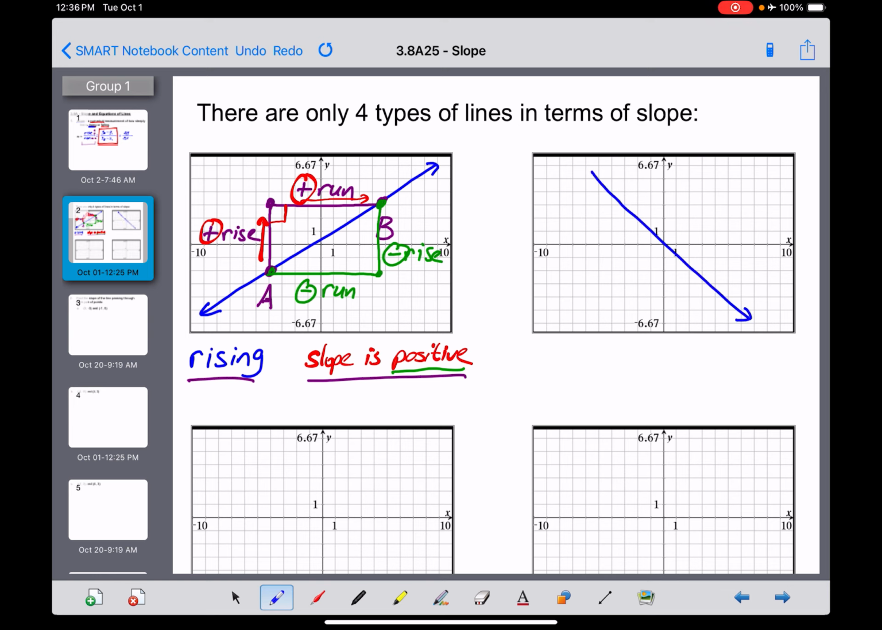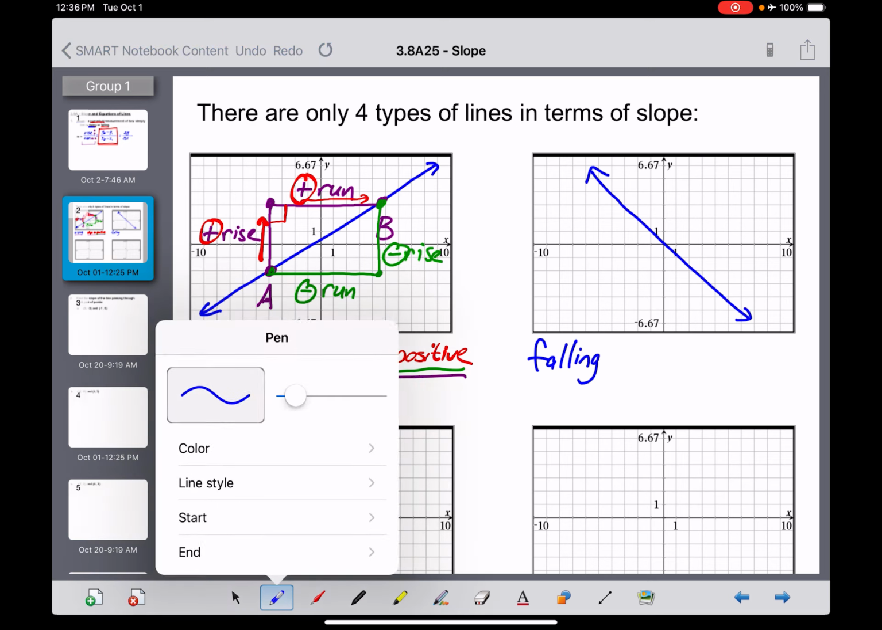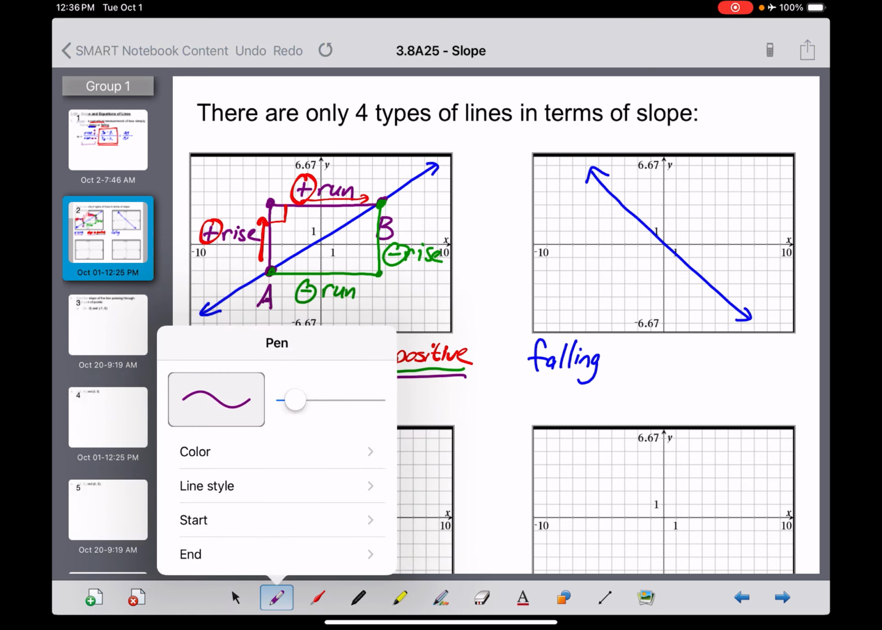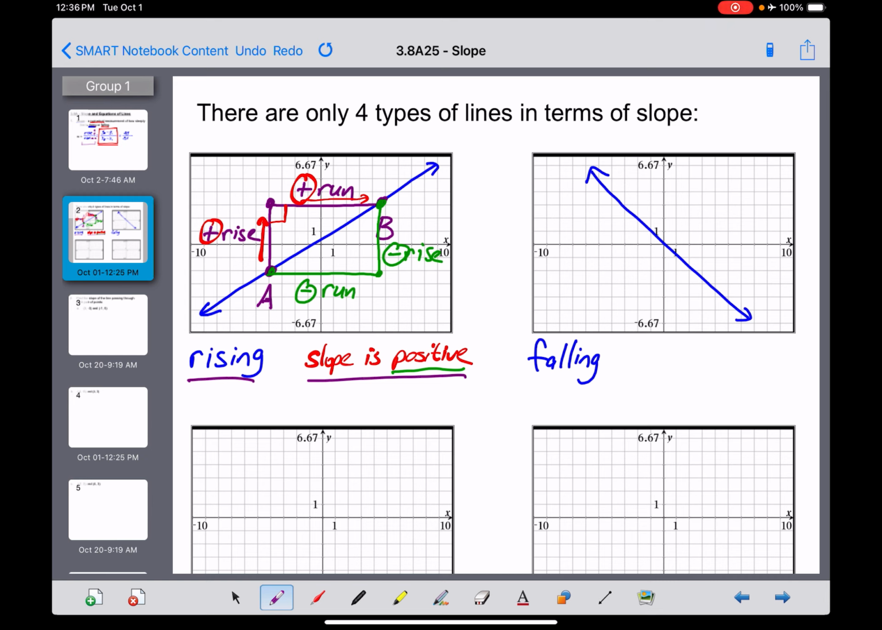Okay, the second type of line then, you could probably guess, would be one that is falling here from left to right. Now again, we always read lines from left to right. This is what we would call a falling line in that case. And if we wanted to talk about the slope of a falling line, well, let me do the same little journey here. I choose a point on the left somewhere, and I call that point A, and then a point somewhere on the right, and we'll call that one point B.